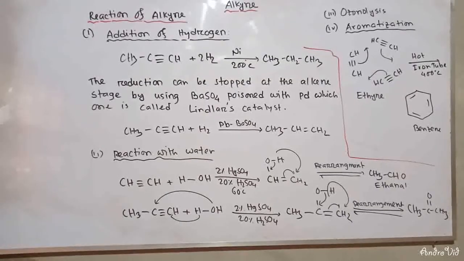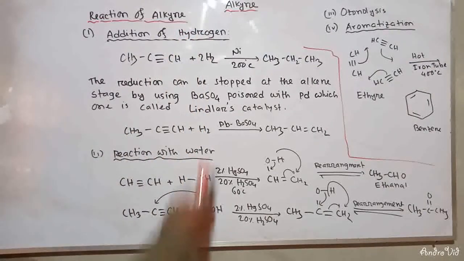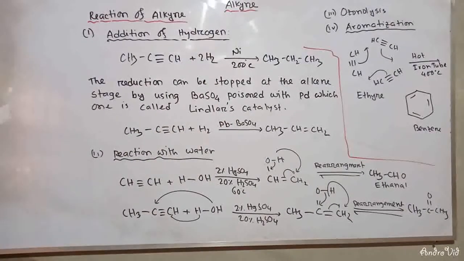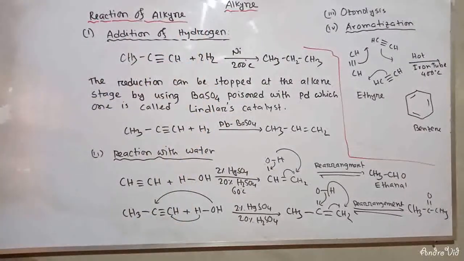So dear student, now the reactions of alkyne. There are a number of reactions that can be carried out by alkyne. First, addition of hydrogen. Addition of hydrogen is a very important reaction to get alkane or alkene from alkyne. In that case, you have to supply hydrogen molecule along with nickel at 200 degrees Celsius temperature. For the preparation of alkane from alkyne, you have to supply 2 molecules of hydrogen.